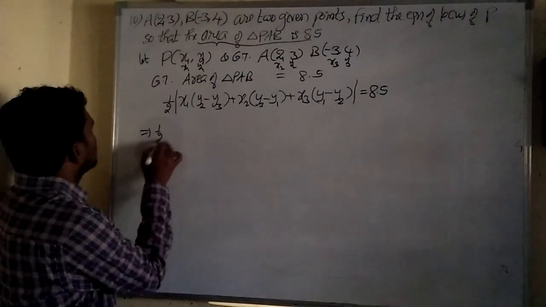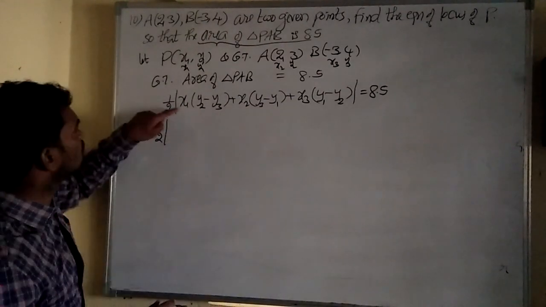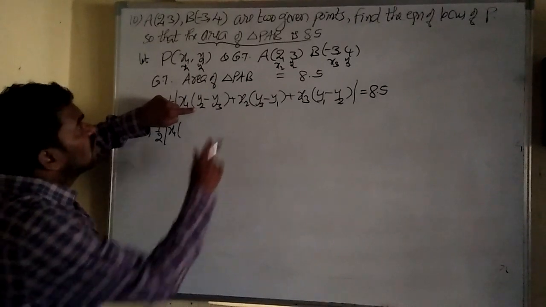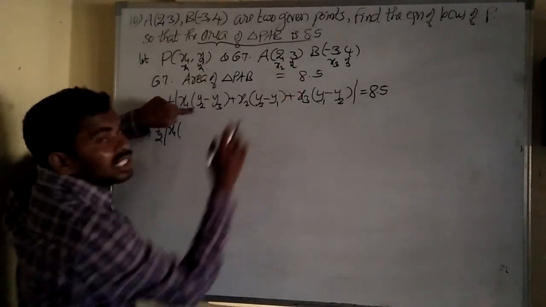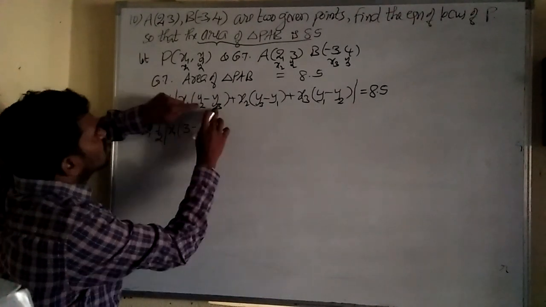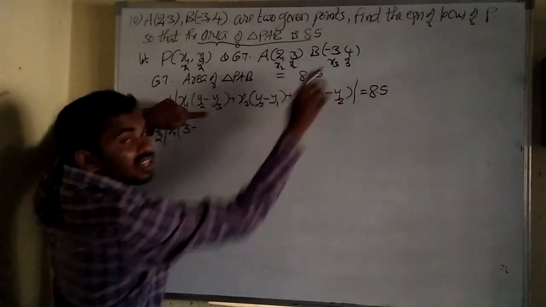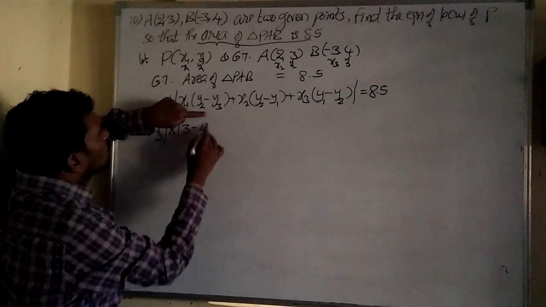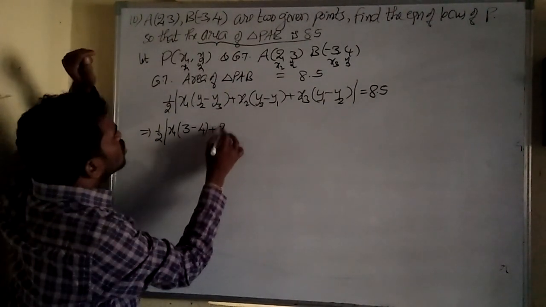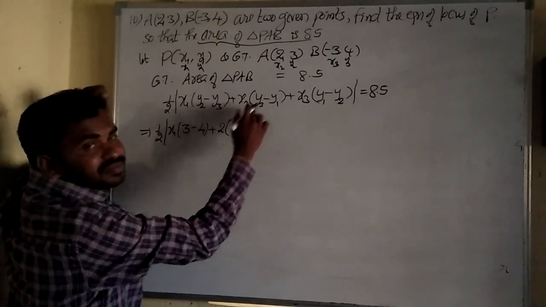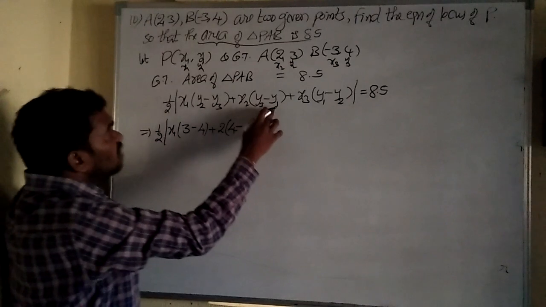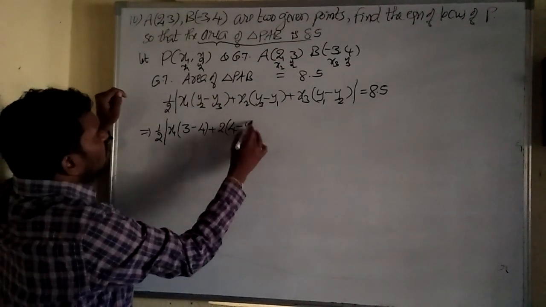So this implies 1 by 2 into modulus of x1. X1 means x1 only, directly write down. Next y2. What is y2? Yes, 3. Very good. Next minus. Minus means minus. Y3. What is y3? Yes, 4. Very good. Next plus x2. X2 means 2. Next y3, y3 means 4. Next minus y1. Y1 means y1. Okay, very simple.